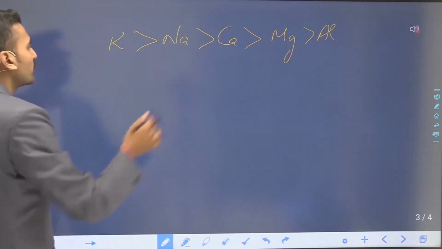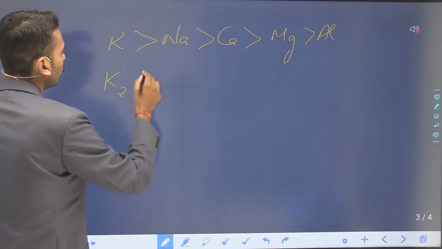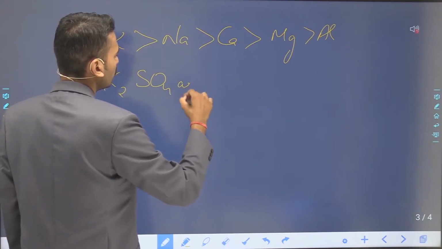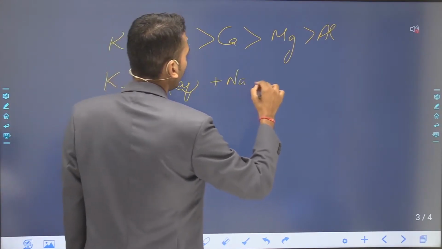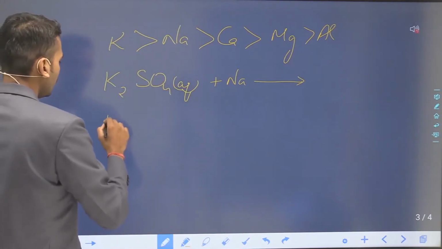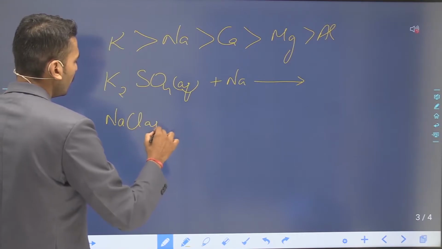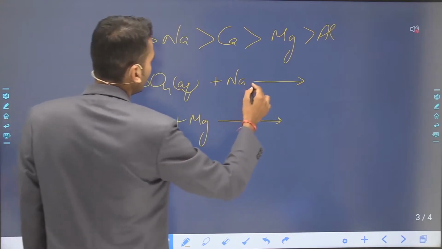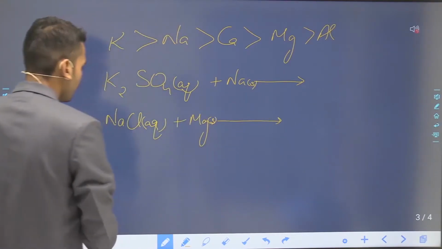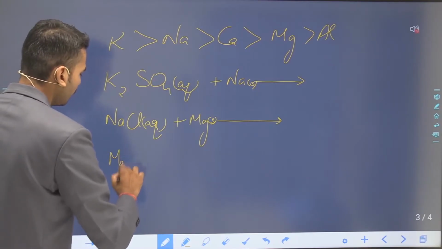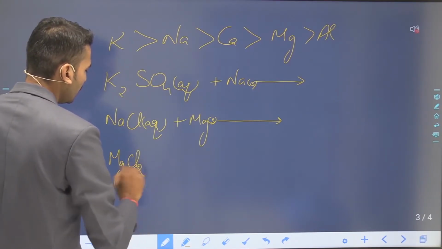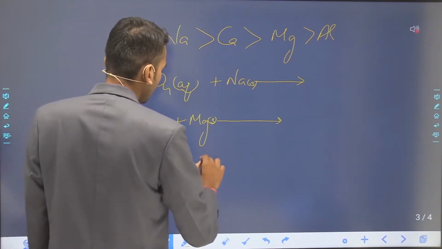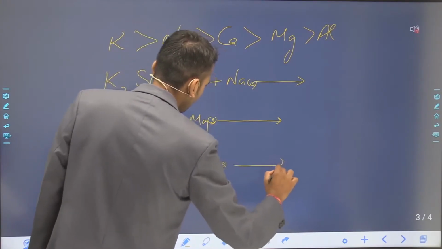So I am doing some of the questions. K2SO4 in the aqueous form, when it is mixed with sodium, what happens? Again, I have NaCl in the aqueous form, and if I use solid magnesium in this solution, what will happen? If I have the aqueous solution of magnesium chloride, and in this we add sodium metal, what will be the reaction?